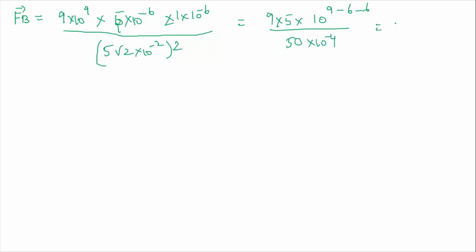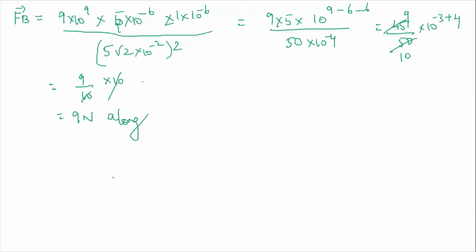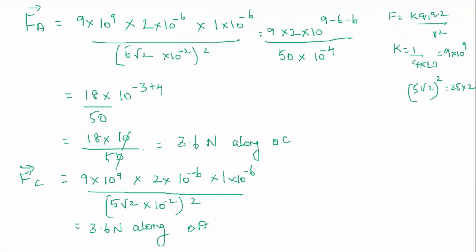So what will happen here? 45 by 50 into 10 power 9 minus 12 is minus 3, minus 4 becomes plus 4. So you get 9 by 10 into 10, so the 10s cancel, equal to 9 Newton. But what about the direction? Direction will be along, check the diagram. We are calculating for B, right? So it is along OB, in the direction of attraction. Okay? So it will be along OB. Write that.